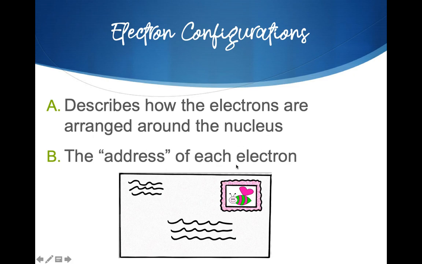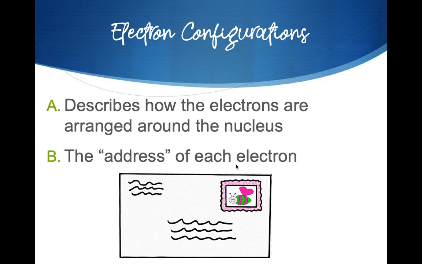So again, if I wanted to mail you a birthday card, instead of just saying, oh, send it to Minnesota, because I know you happen to live in Minnesota, it's probably not going to get to you. You have to be more specific. So just like that, now that you know more chemistry, you can't just say the electrons are in the electron cloud. It's not specific enough.